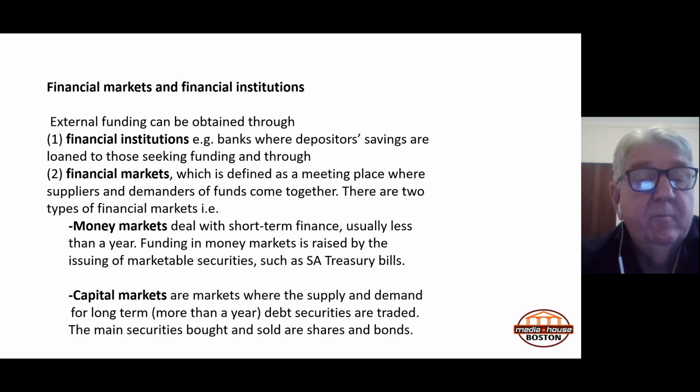The main securities bought or sold are shares and bonds. Okay, so capital markets, that's where you sell your shares, and where you raise bonds. And we'll come to later in the course, I'm sure we'll be covering in more detail what each of these mean.